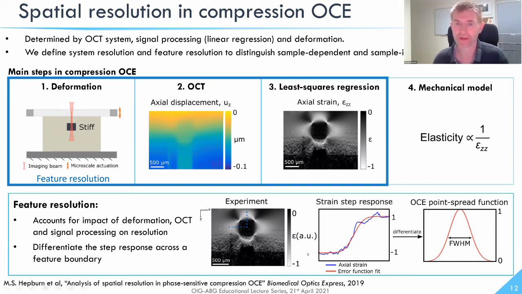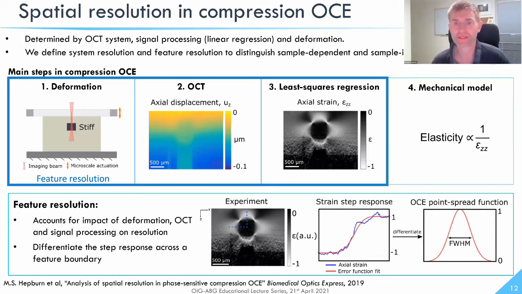So we measured the strain across this boundary and differentiated this to get what's effectively an OCE point spread function. And we then used the full width half maximum of this point spread function as a more accurate measurement of spatial resolution in this technique, where we model this as a convolution of the OCT signal, the signal processing, but now also the mechanical deformation of the sample.